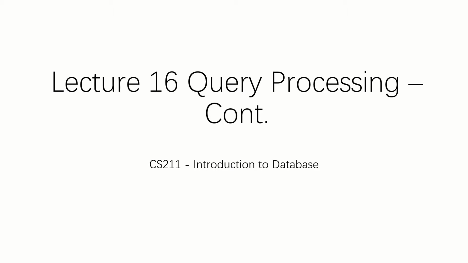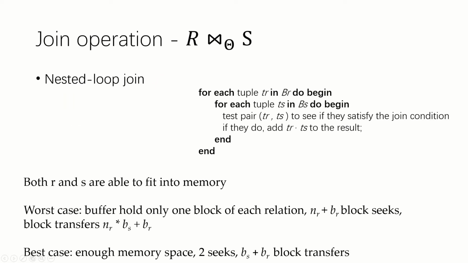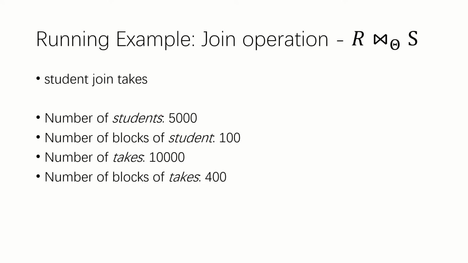So the running example that we'll be having is R joined with S. Students will be joined with, for example, student joining with the ticks, student joining with the student table, joining with the ticks table. And these are some basic numbers that we are using.